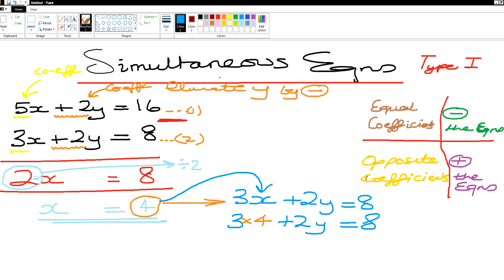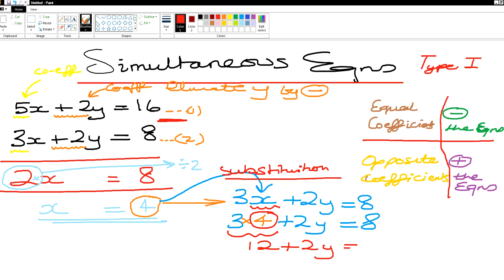So what we're doing here, Hassan, can you remind us what we're doing here? We've done elimination first of all, and now which stage are we doing now? We are doing the substitution part. So we got rid of one, worked out one, and we're going to go back and put that one back in and work out the other one. So what was the value of x? It was 4. So what's 3 times 4? 12. 12 plus 2y is equal to 8.